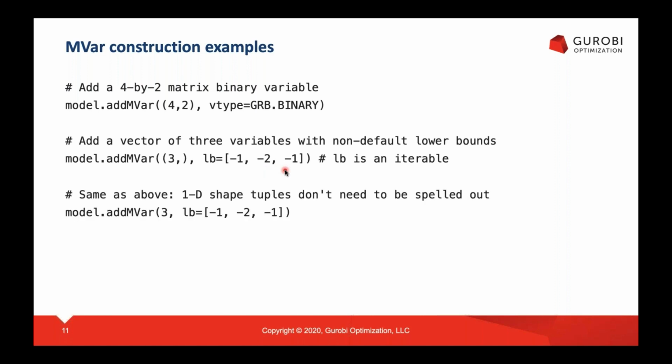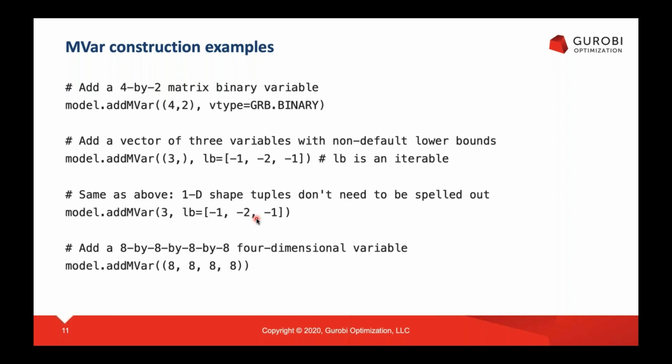So next example. Now we do away with this funny single element tuple. If your matrix variable is 1D, then you can just pass in a scalar integer, and we will interpret this as one-dimensional. This is just for convenience. Same here, lower bound hasn't changed. But of course, you can go fancy here, and there's no restriction on the shape. You can create a 4-dimensional 8 by 8 by 8 by 8 variable. So this is in total 4096 optimization variables in one MVar.